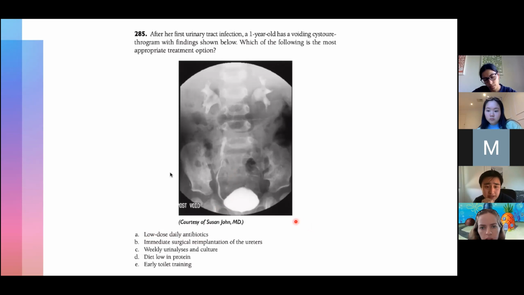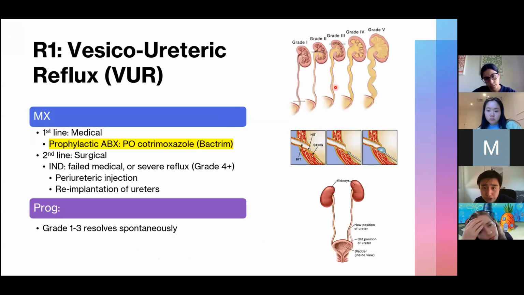The reason is because they have this imaging done, and if you look at it, it's actually not super severe. So I'm going to go back to the grading to show you what grade 3, grade 4 and grade 5 look like. Grade 1 is when it doesn't really reflux that much. Grade 2 is when it goes into part of the kidneys. Grade 3 is pretty much most or all of the kidneys.